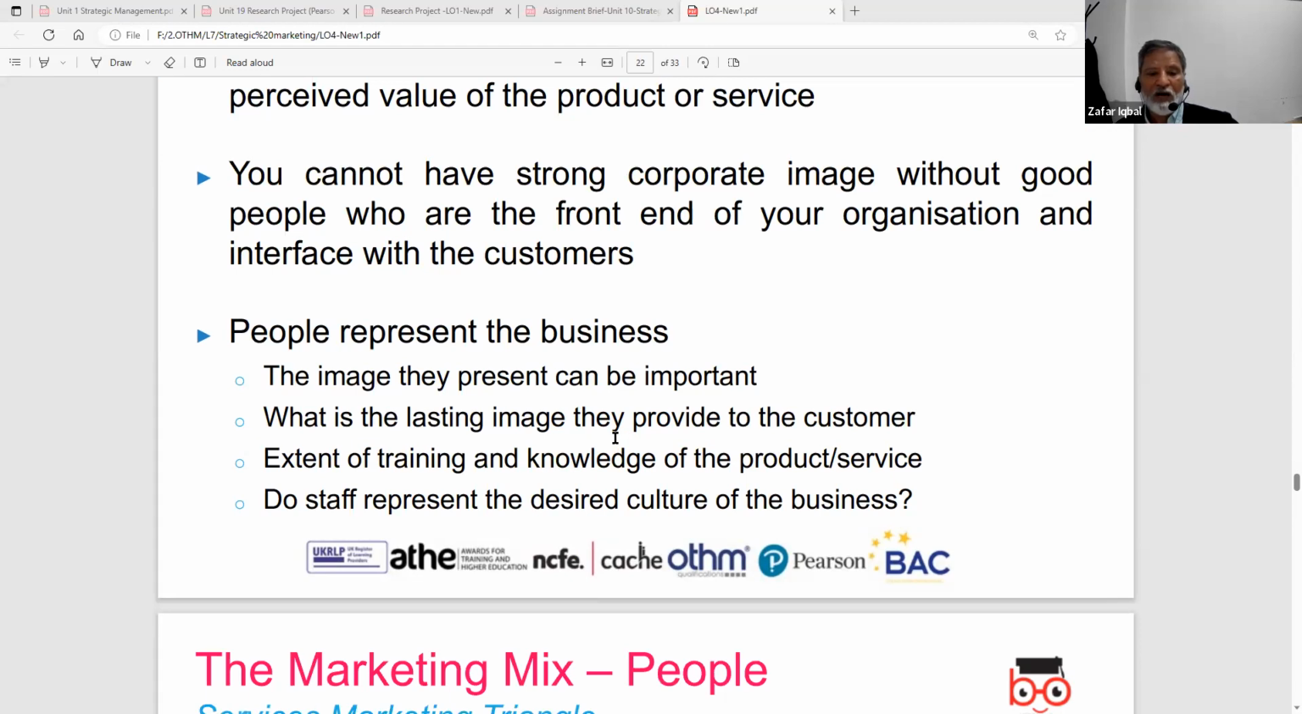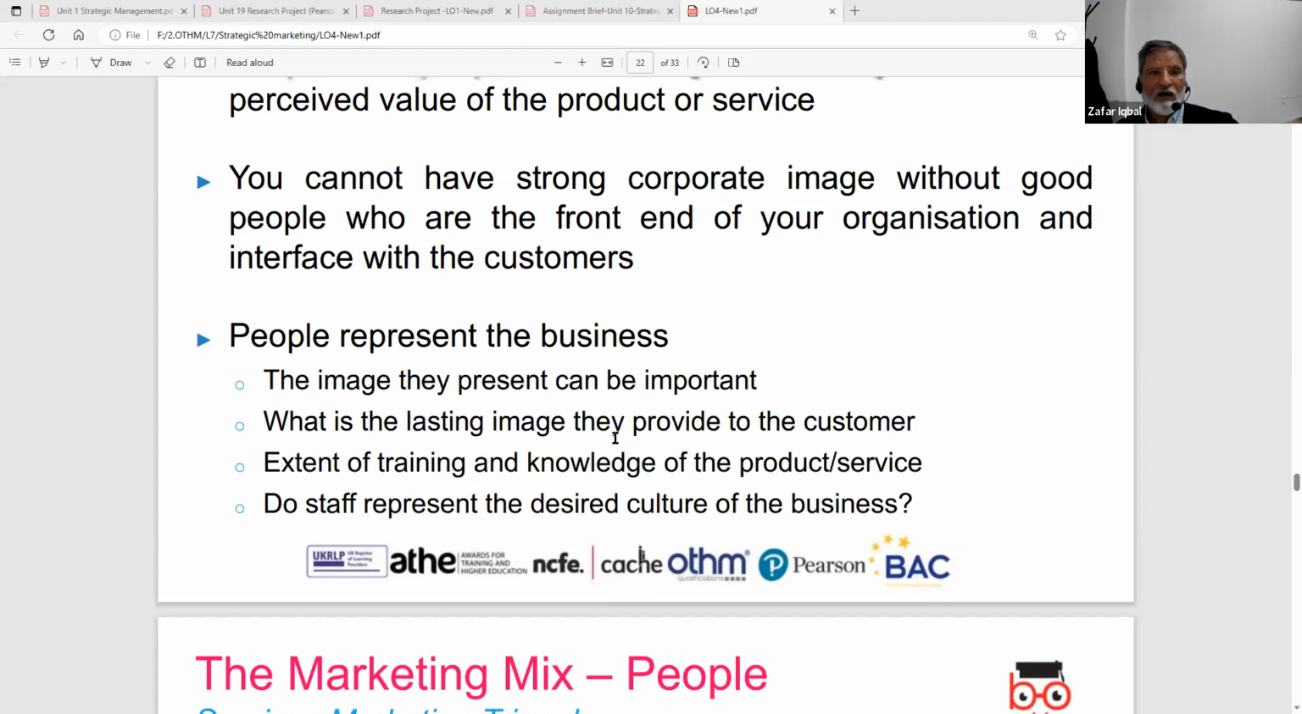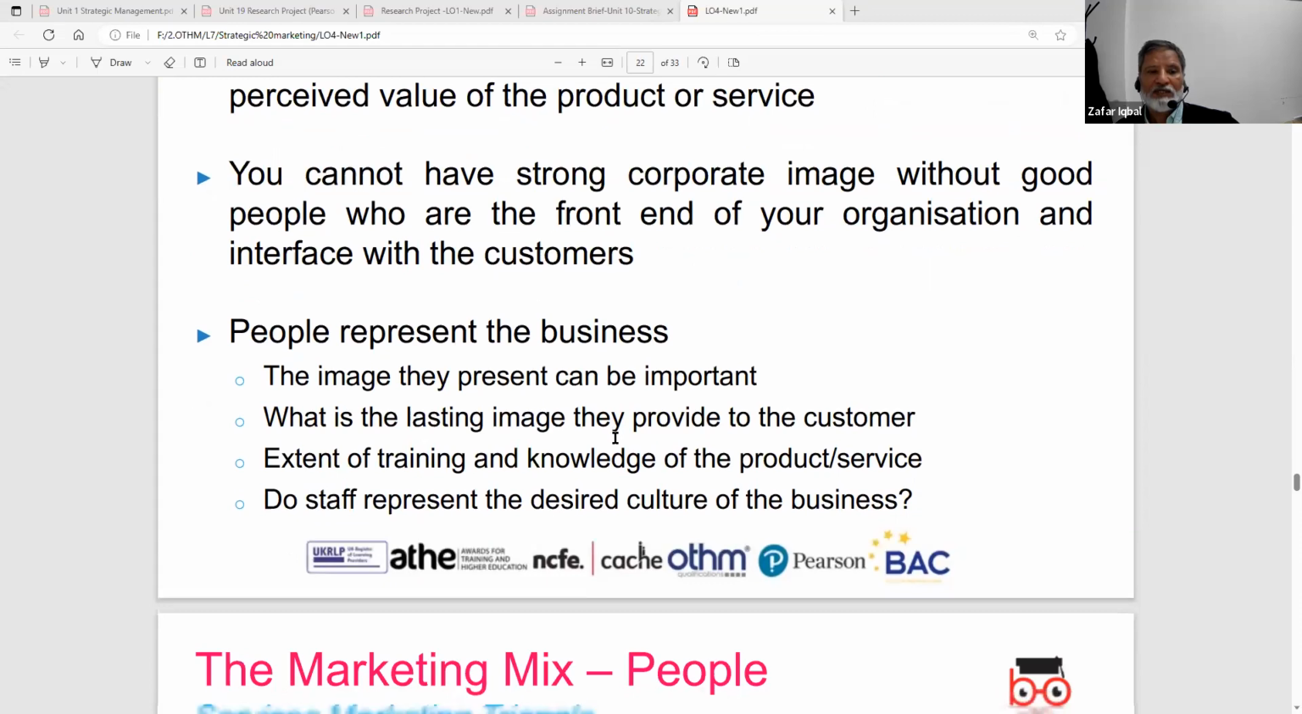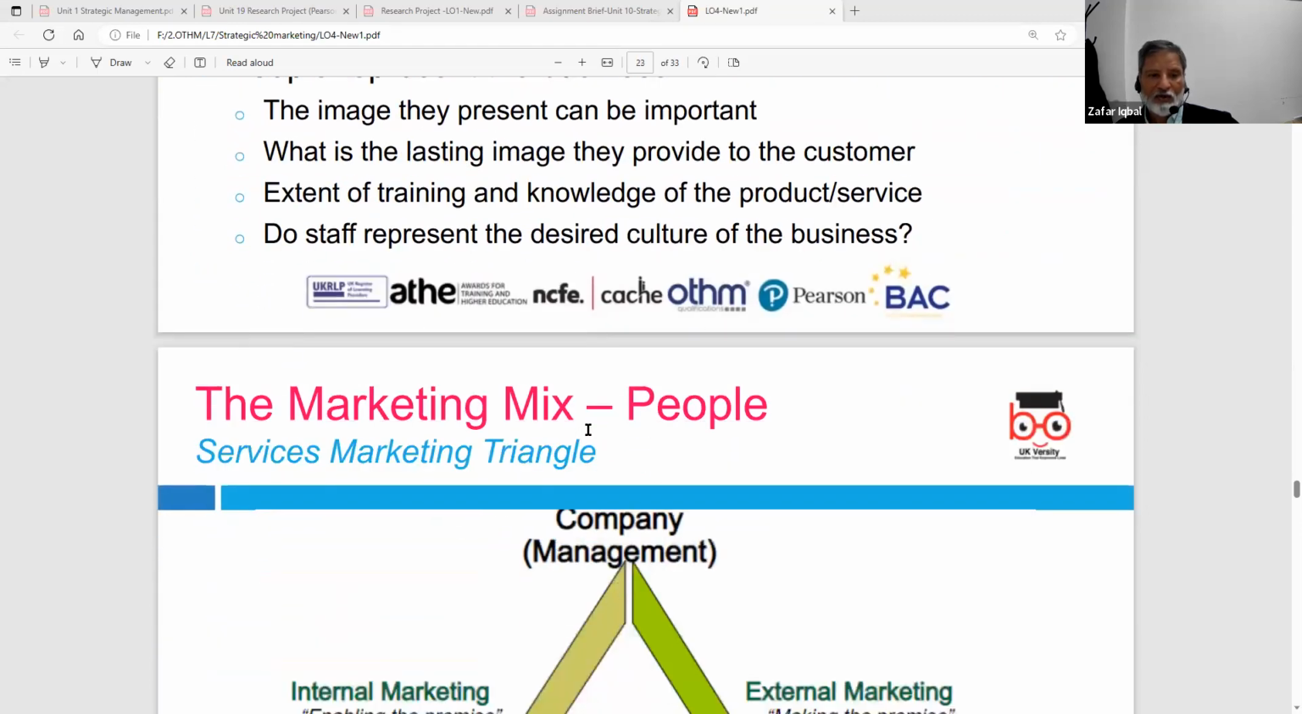So people are a very important resource for an organization, because they represent the business, the image, the product, the service, the staff and the culture of the organization. Whenever people have a very strong culture, it portrays the image of a strong culture in the organization as well.